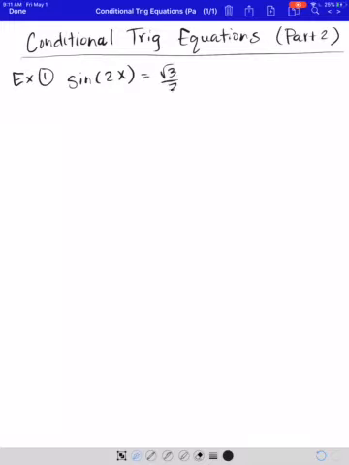over 2. Now notice the difference between this equation and the ones in the last video: our input here is a 2x as opposed to just x or alpha. And the way we're going to solve these is very similar to how we were solving them before. So our first step is to just locate where does sine equal root 3 over 2. And that happens up here in the first quadrant at the angle pi over 3, and also in the second quadrant at 2 pi over 3.